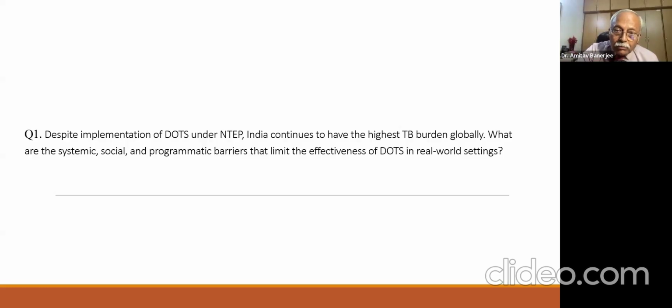And then we have the program barriers, as illustrated in 2024. We had the stock out of anti-TB drugs. So these are the barriers. That's why I was saying, at least from the administrative and institutional point of view, we should ensure the availability of TB drugs. And then, of course, there is the resource crunch in counseling the patients about the importance of continuing the treatment even after the patient is asymptomatic.